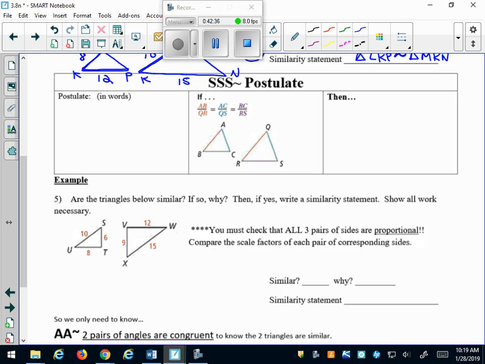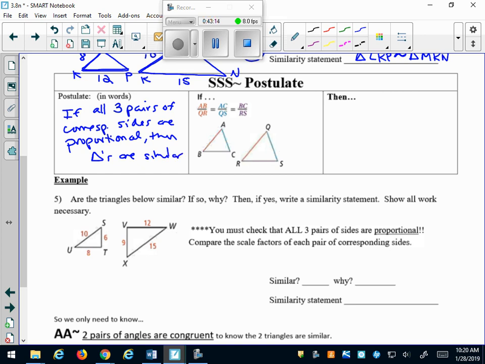Okay, the last one is the SSS similarity postulate. And it basically says you don't need to know anything about angles. If all three pairs of corresponding sides are what? No, we can't say sides are similar. Good, proportional. Then the triangles are similar. So you don't really have to know anything about angles.